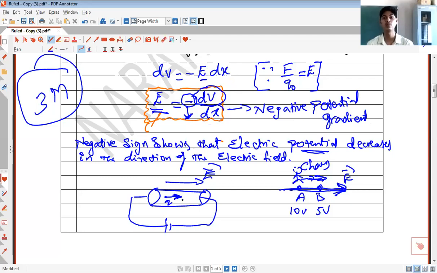So what do you say about charge flow? Whether the charge is flowing from a higher potential point to a lower potential point, or it is flowing from a lower potential point to a higher potential point.